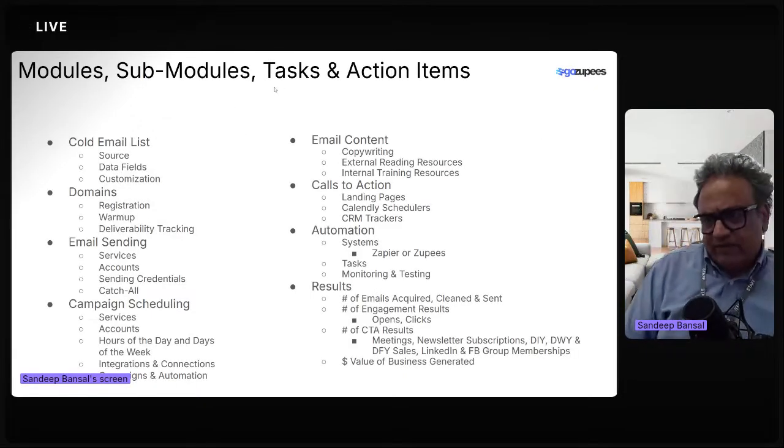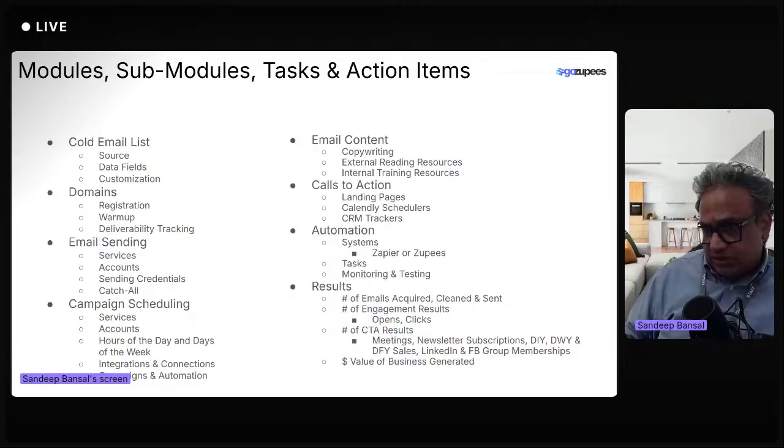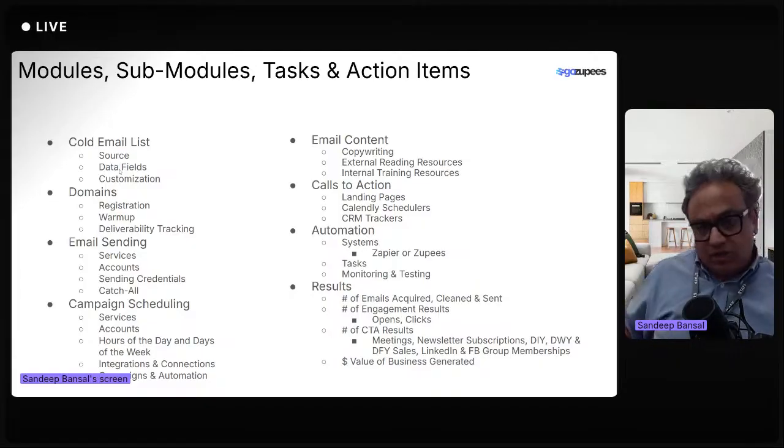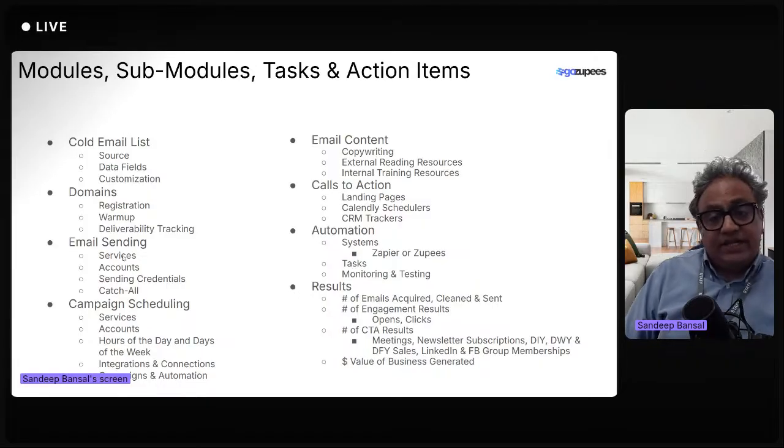Now, here are some of the modules that you would want to cover in terms of your cold email outreach system. I've already talked about most of these, the source, such as Apollo, LinkedIn, or Clay. Data fields, what all data fields would you like, and how would you like to customize it? If you've missed out the last couple of podcasts and videos, go ahead and take a look at them. We explain them in detail. Domains, where do you register them, the warm up, and the deliverability tracking with Glock apps. Email sending services would be Outlook or Gmail. The accounts we've already covered.